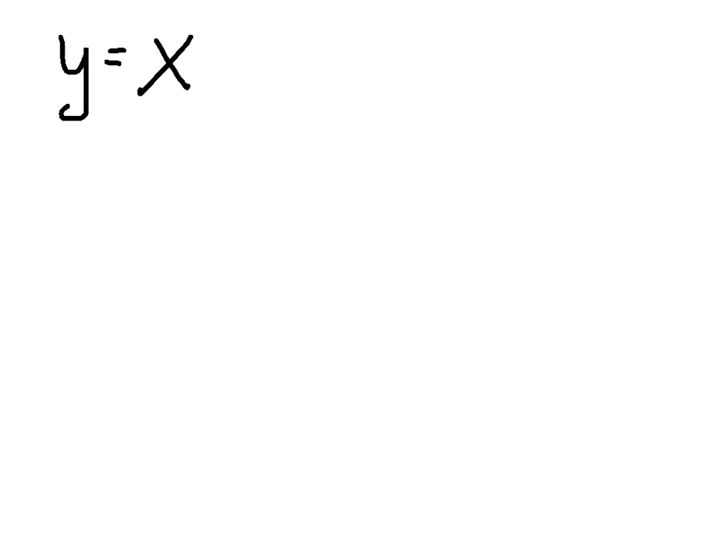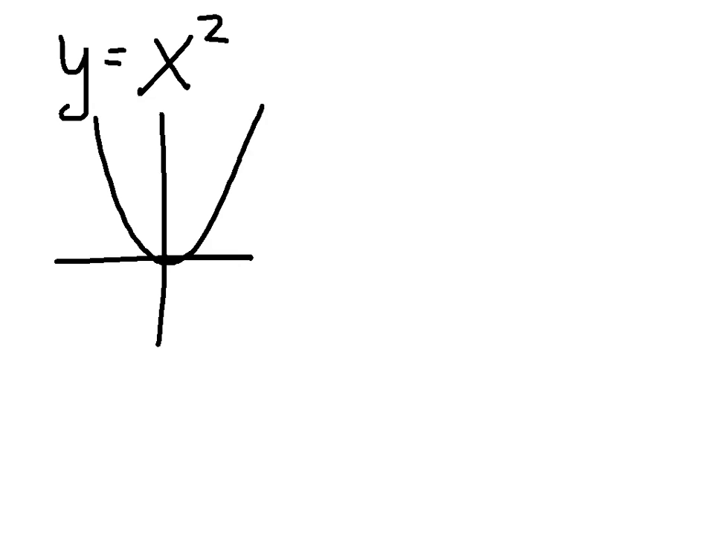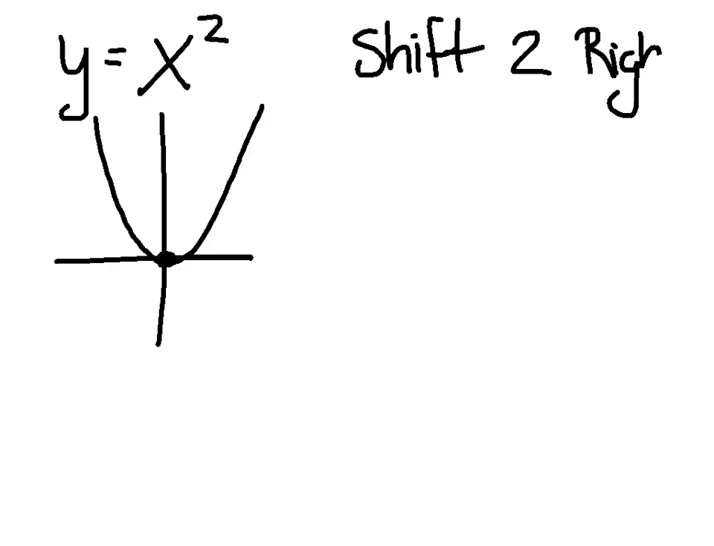If I give you the graph of y equals x squared, we should all know what that looks like. Hopefully you're saying that's a parabola, starting at the origin. And I tell you to shift it 2 units to the right. You should be able to write the equation of that graph.